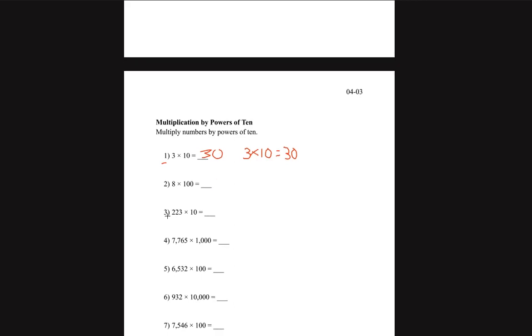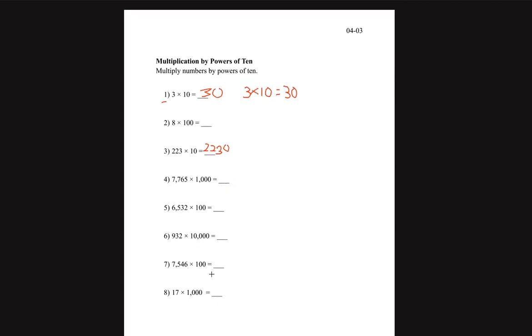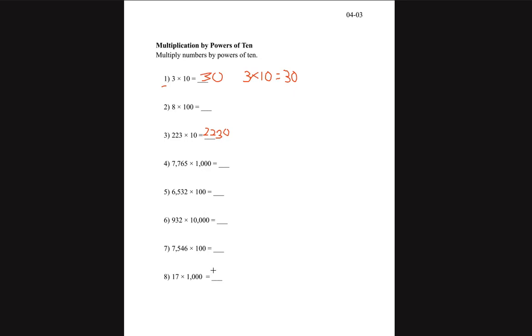Let's try number 3. 203 times 10 will be 2,030. You just added one more zero at the end. And let's do another example that's not 10. Let's see, 17 times 1,000, it'll be 17, and then you add the 3 zeros, 17,000. Let's try this one more time.